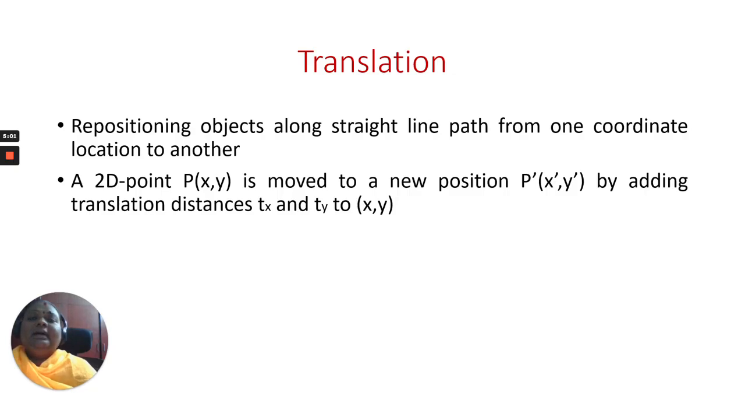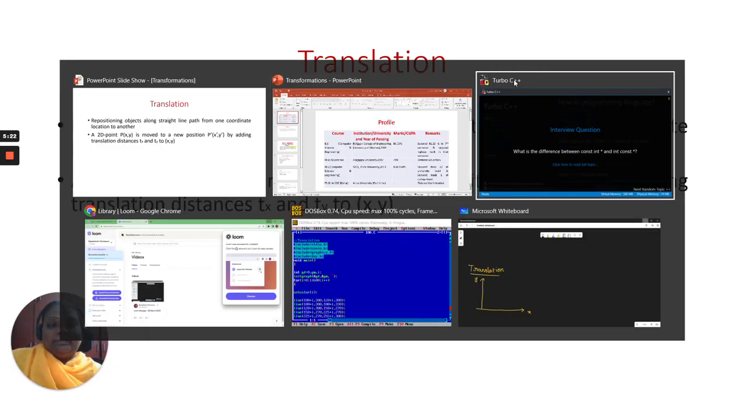That is called the translation. Translation is adding the old position with the distance so as to get the new position of the object. So this is called the translation. The translation distances I'm considering as tx and ty. So I can say these are all translation factors. Okay, let's go for the mathematical explanation.